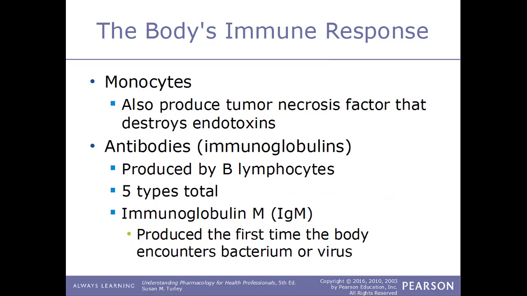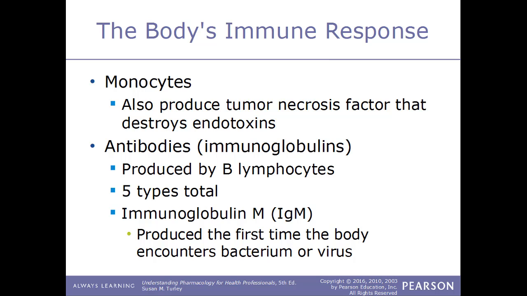Monocytes also will produce what's called tumor necrosis factor that will destroy endotoxins that are released from bacteria. And this tumor necrosis factor is what will initiate a cell killing itself, or apoptosis, if it becomes infected with a cancer. Another way that the body could respond to the presence of a pathogen is with antibodies.